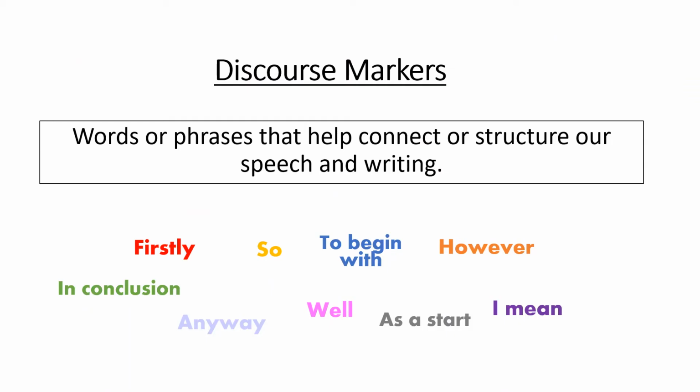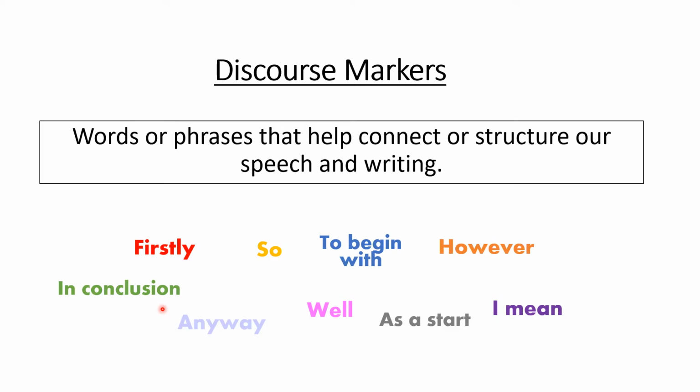Firstly, we start with understanding what discourse markers are. So discourse markers are words or phrases that help connect or structure our speech and writing. Now on the screen you can see a variety of very common discourse markers. You can see that some of them are one word and some are phrases. Like when we looked at hedge words, there's no exhaustive list of discourse markers.